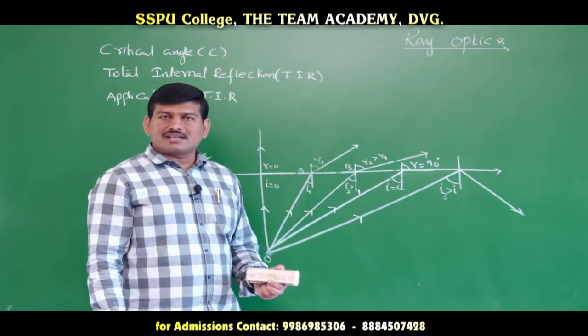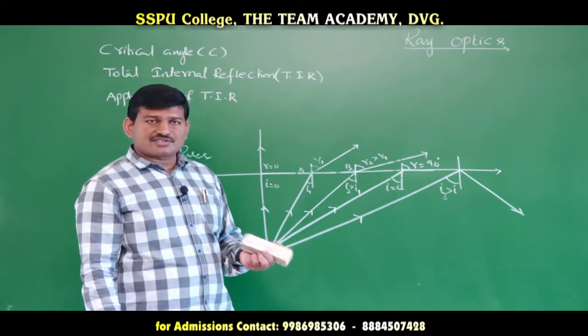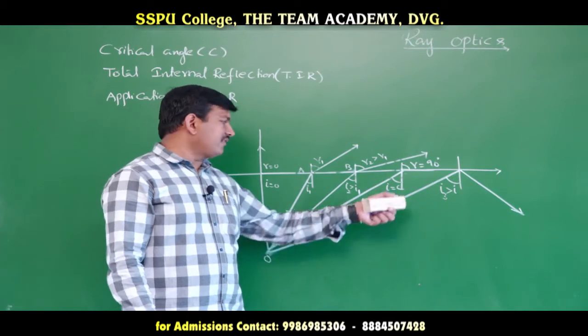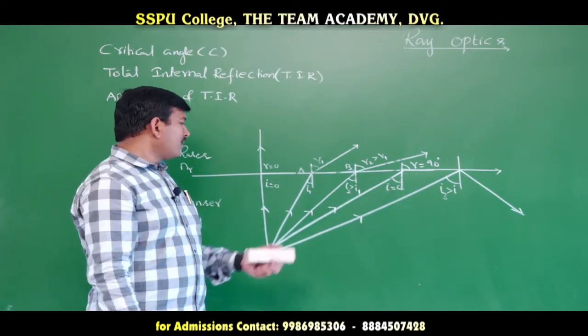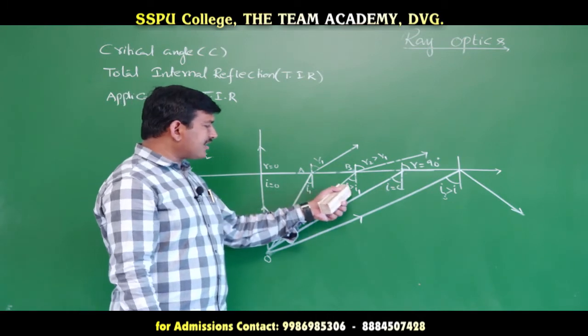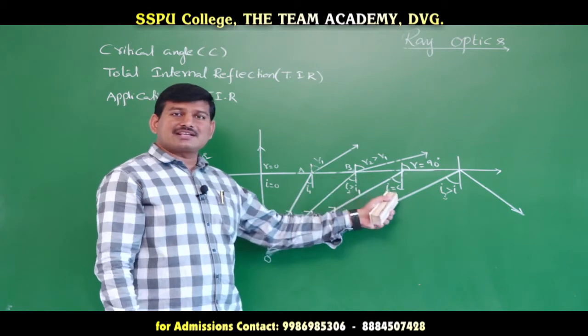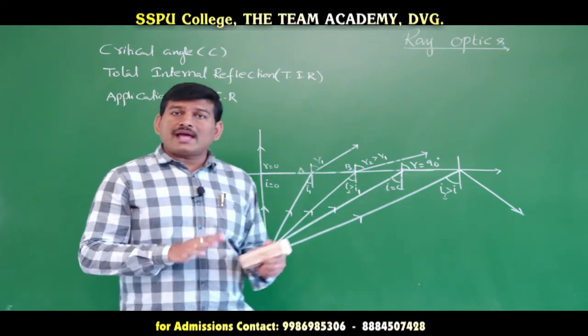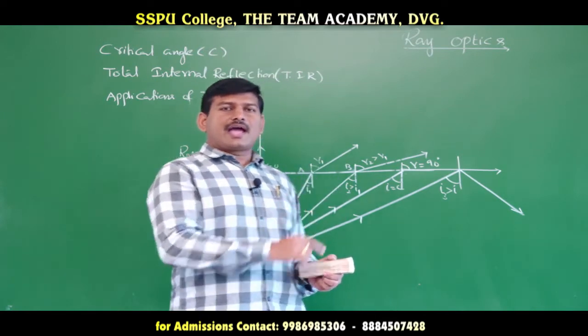Then what is a critical angle? Is it an angle of incidence or is it an angle of refraction? Critical angle is the angle of incidence. Are all angles of incidence critical angles? No. This is an angle of incidence, this is an angle of incidence, this is an angle of incidence, but these are not critical angles, only this is the critical angle. That means all angles of incidence are not critical angles, but a critical angle is an angle of incidence.